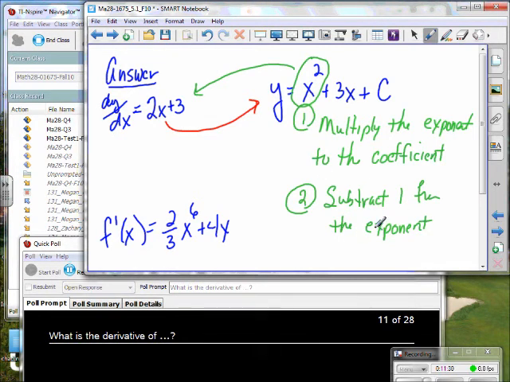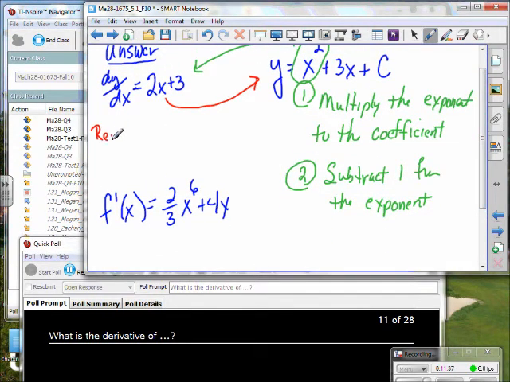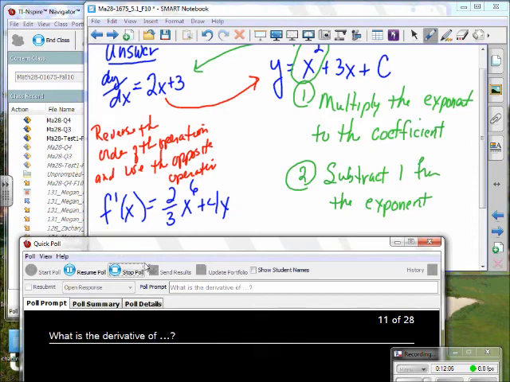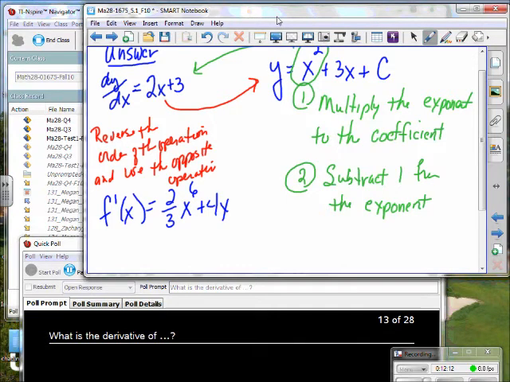Yeah, Aaron? Yeah, we're going to have to reverse the order of the operations. And did you have another piece in there? And? Okay, and use the opposite operation. Okay? Now, think about that. I'm going to start the poll again to see how many others I can pick up now. Reverse the order of the operations and use the opposite operations.